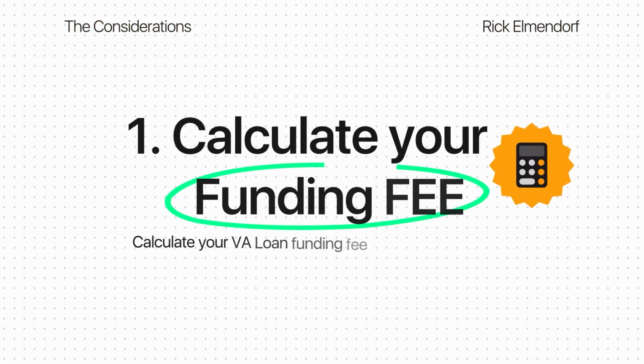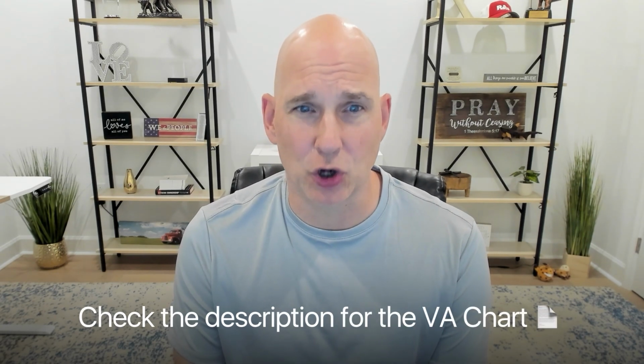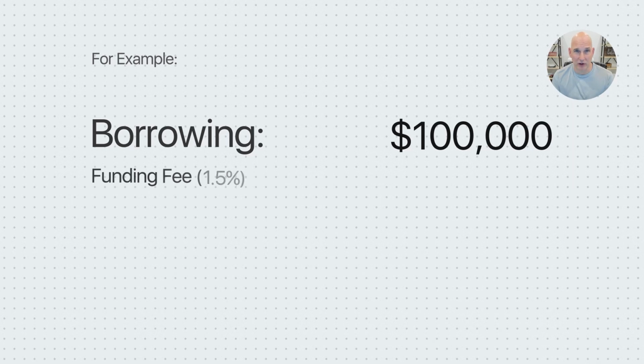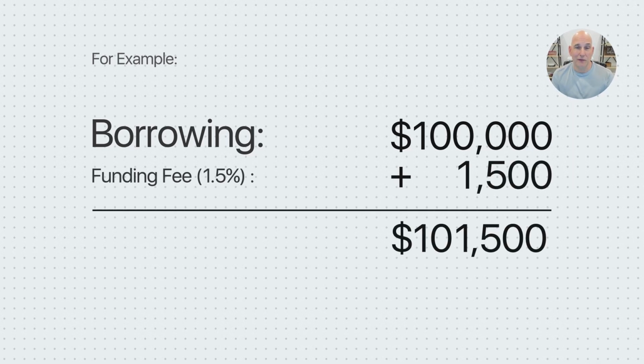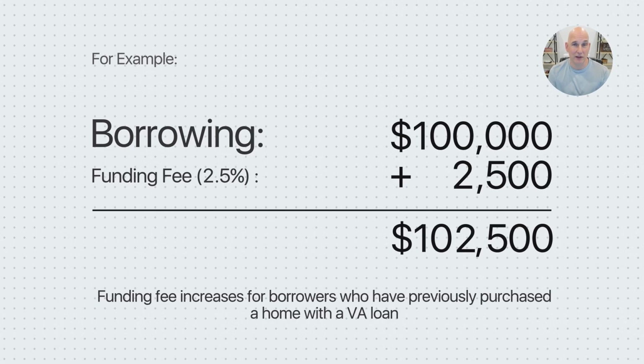Before getting into the 5 simple steps to calculate the VA loan, I wanted to go into the considerations that the VA has. And let's start with number 1, calculating your funding fee. The VA has a basic funding fee chart. Pretty simply put, you are charged a funding fee based on how much you are borrowing. The funding fee can increase if you are using your VA benefits for a subsequent use, they call it.